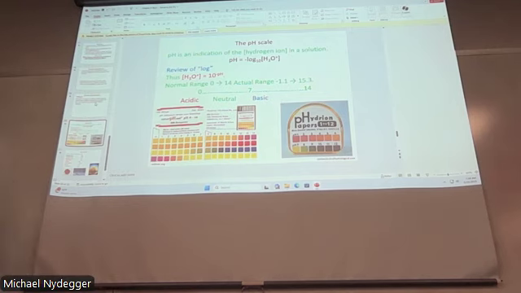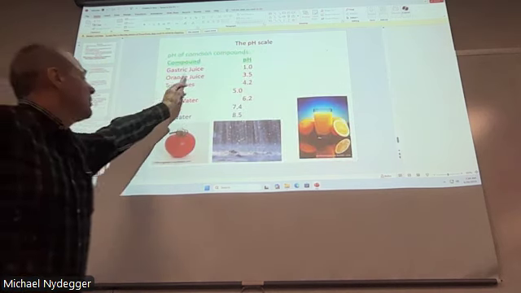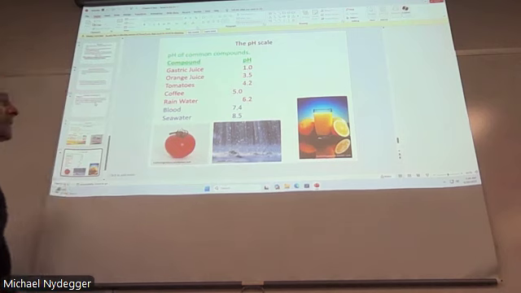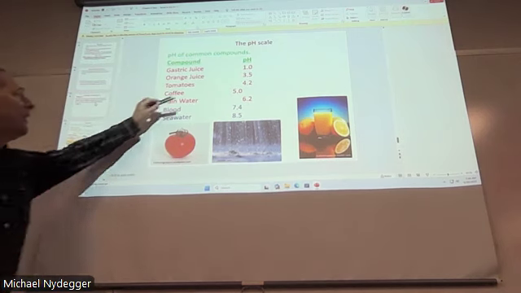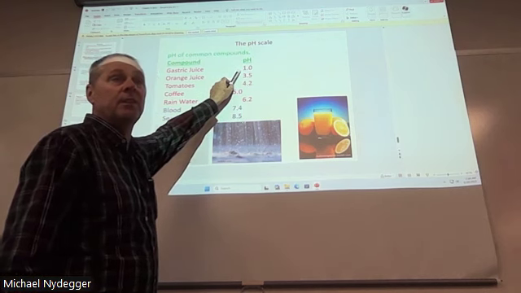This is the pH scale. Just some common substances. Your stomach juice, the acid inside your stomach, is going to have a pH of 1. That's actually going to be 1 molar hydrochloric acid that's in your stomach.